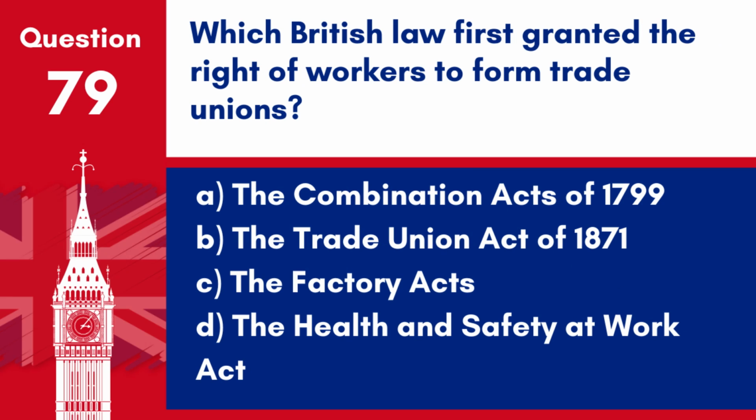Question 79. Which British law first granted the right of workers to form trade unions? A. The Combination Acts of 1799. B. The Trade Union Act of 1871. C. The Factory Acts. D. The Health and Safety at Work Act. Answer: B. The Trade Union Act of 1871. This act legalized trade unions in the UK, allowing workers the right to band together to protect their interests.